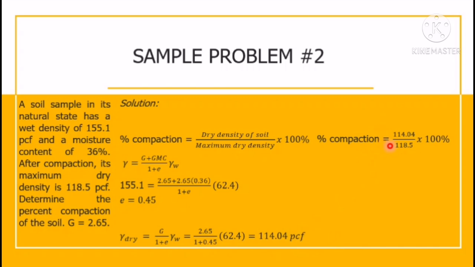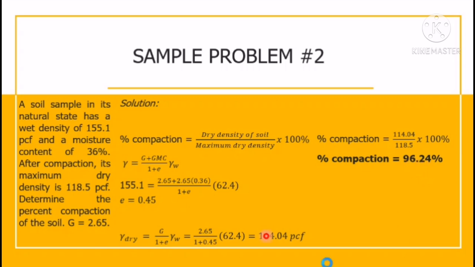In order for us to get the percent compaction, it is equal to the dry density of the soil over the maximum dry density. Again, the dry density is 114.04 and 118.5 is already given. You just have to multiply it by 100 to get the percent compaction, and the percent compaction is equal to 96.24%. That is the solution for problem number 2.